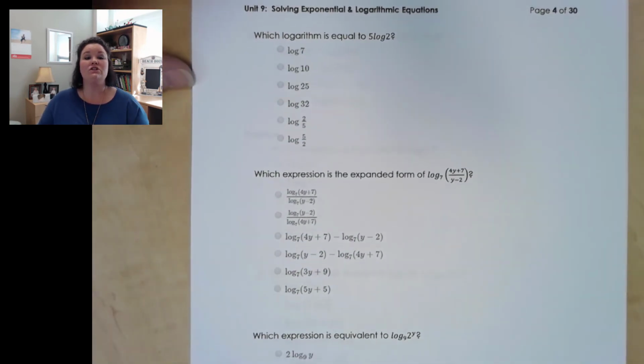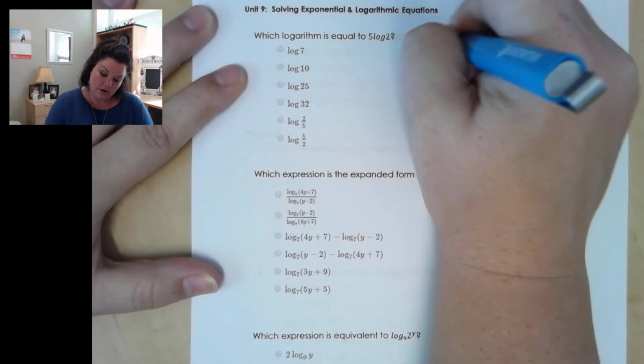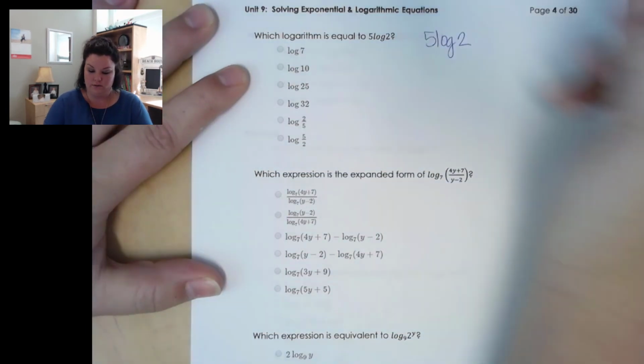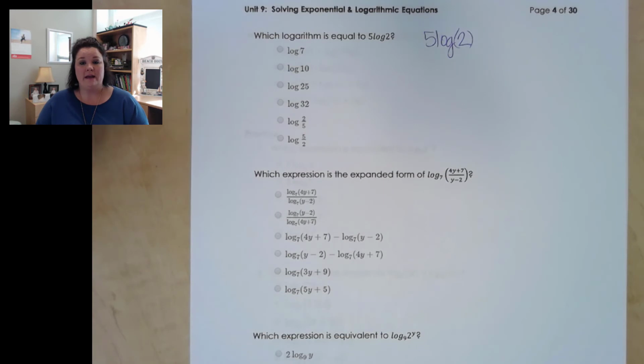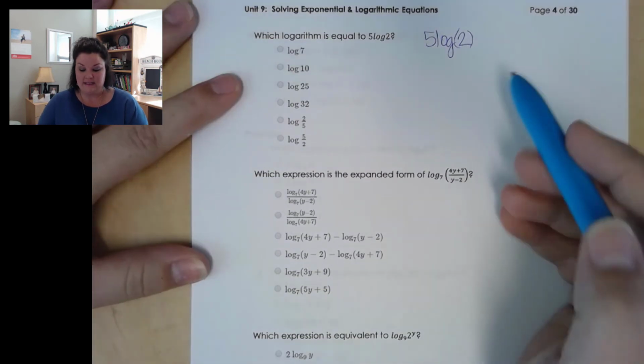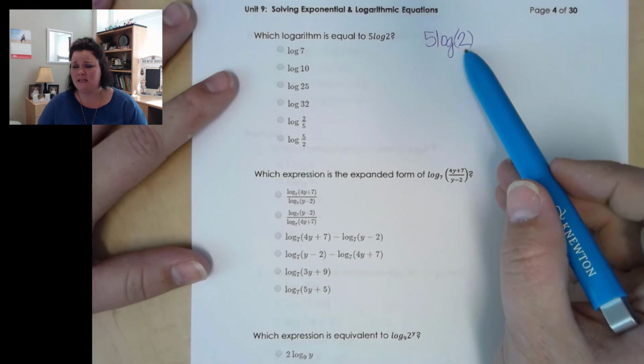All right, this one says, which logarithm is equal to 5 log 2? 5 log 2, okay, or 5 log of 2. I like to use parentheses. All right, so now that I have it written out, remember I'm looking for a multiplication inside the log, a division inside the log, or an exponent. And I don't have anything inside this log except for a 2. So there's nothing to expand here.